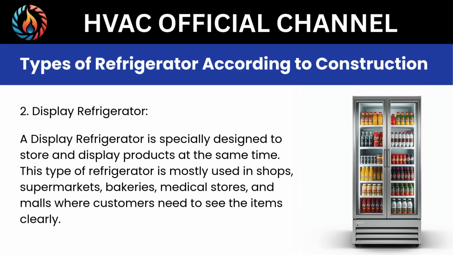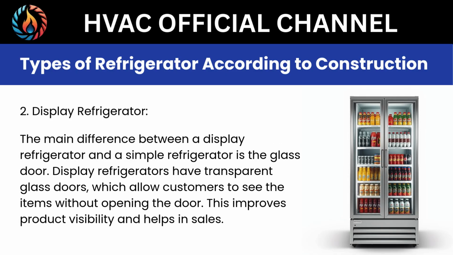2. Display refrigerator. A display refrigerator is specially designed to store and display products at the same time. This type of refrigerator is mostly used in shops, supermarkets, bakeries, medical stores, and malls where customers need to see the items clearly. The main difference between a display refrigerator and a simple refrigerator is the glass door. Display refrigerators have transparent glass doors, which allow customers to see the items without opening the door. This improves product visibility and helps in sales.